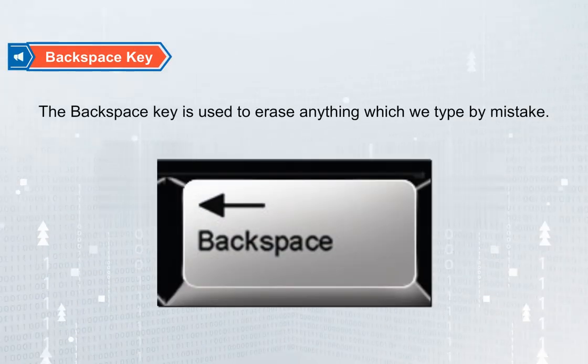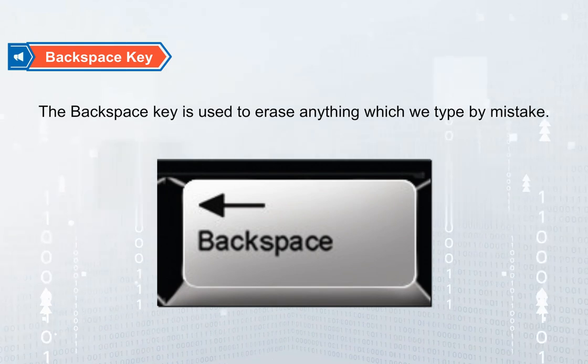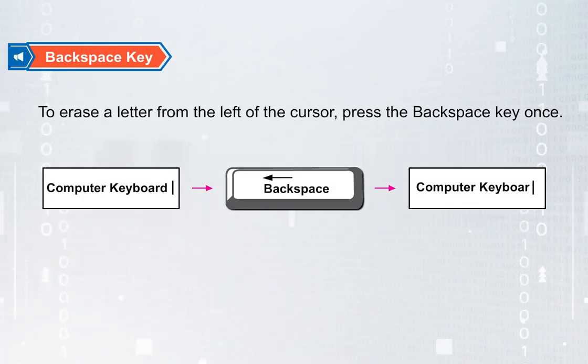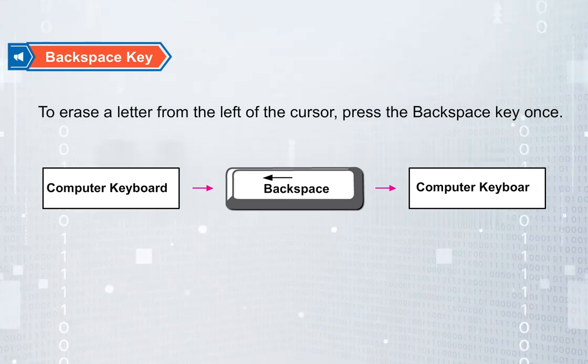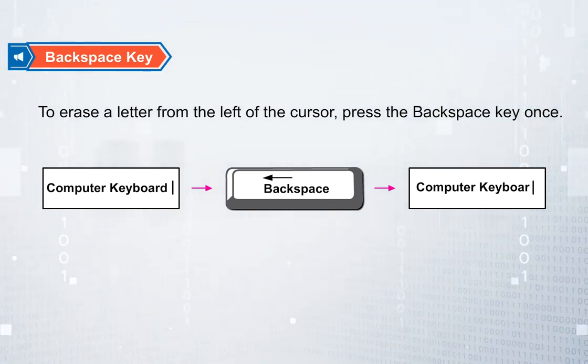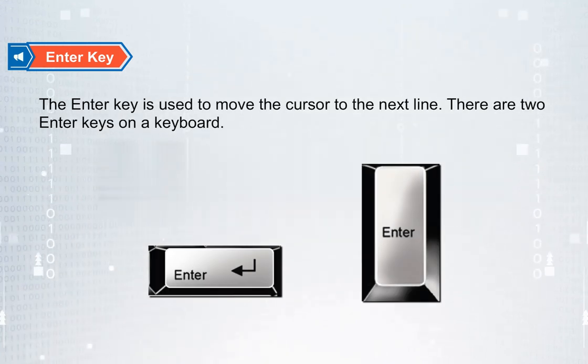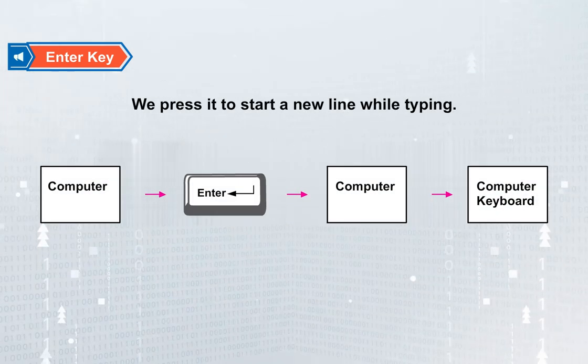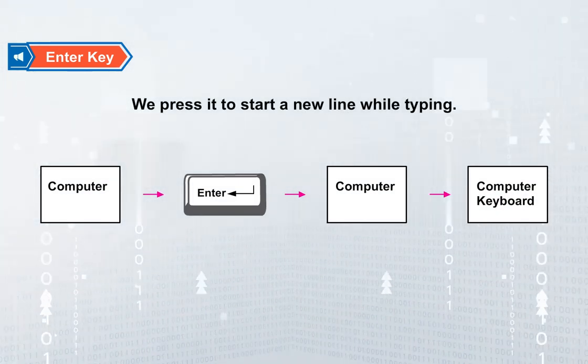Backspace key. The backspace key is used to erase anything which we type by mistake. To erase a letter from the left of the cursor, press the backspace key once. Enter key. The enter key is used to move the cursor to the next line. There are 2 enter keys on a keyboard. We press it to start a new line while typing.